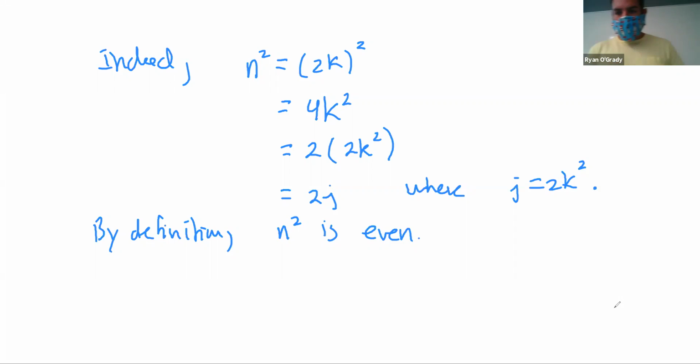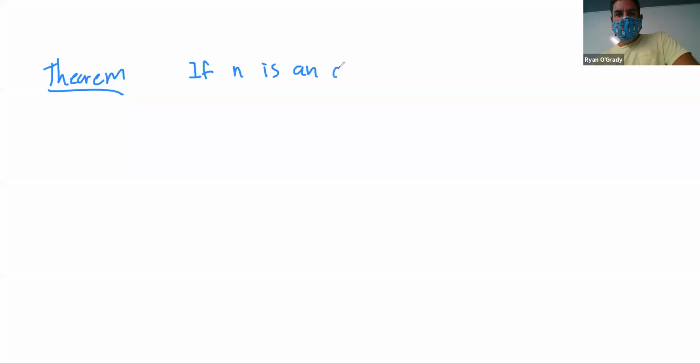Okay, let's do another one that's very elementary in this sense. Here's our next theorem. Let's see if we can get away with this one in a similar manner. So now let's assume if n is an odd integer, then n squared is odd.